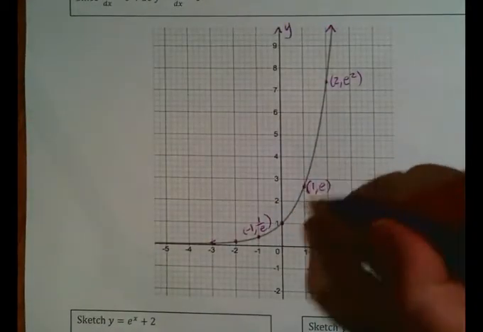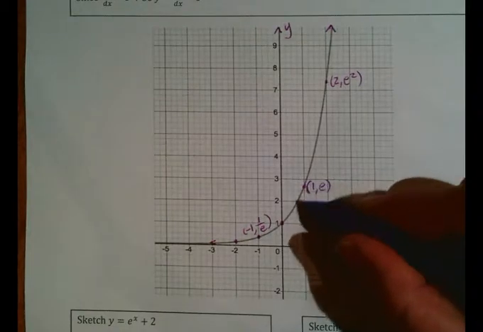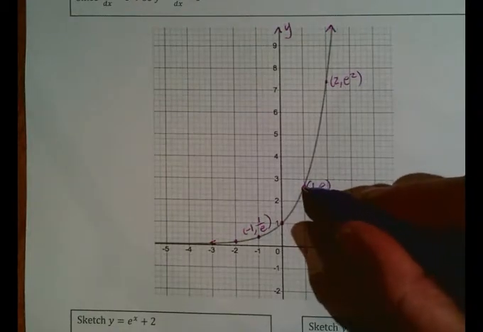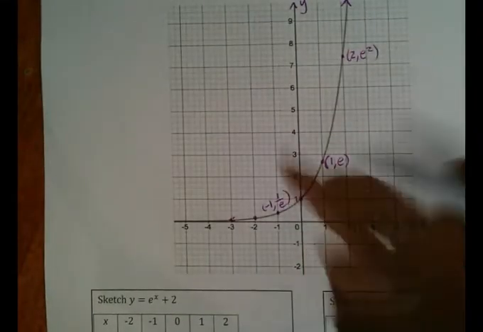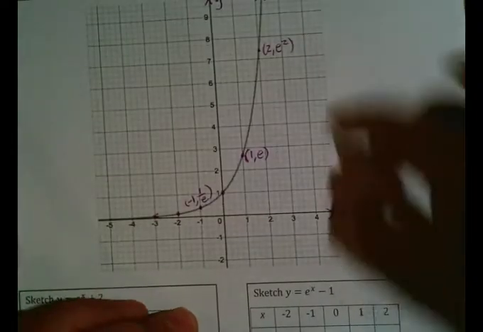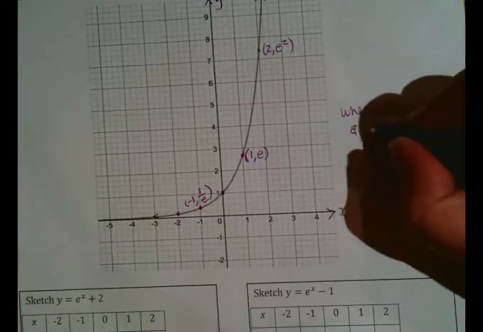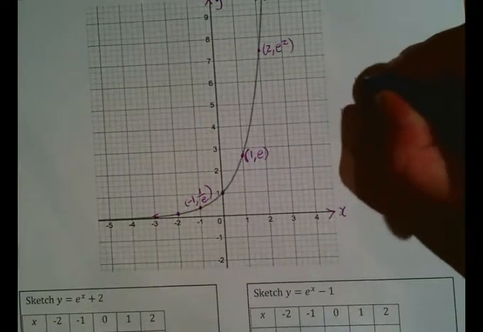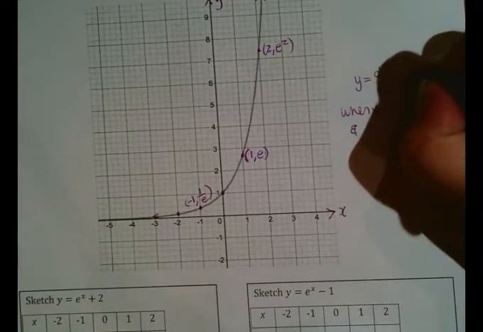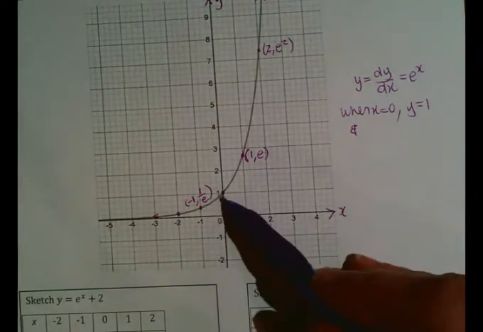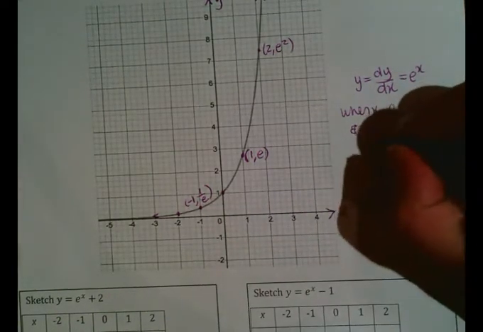So therefore, if I look at a point here, this is the point 1, e. I know that when x is 1, y is e, but because dy/dx is also equal to e to the x, I know that the gradient at x equals 1 is e. I know, for example, here when x is 0, y is 1. So we can just write that here. So we know that when x is 0, y is 1. And since y equals dy/dx, which equals e to the x, when x is 0, y is 1, but we also know that dy/dx is 1.